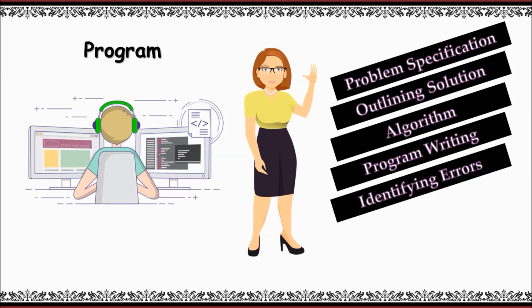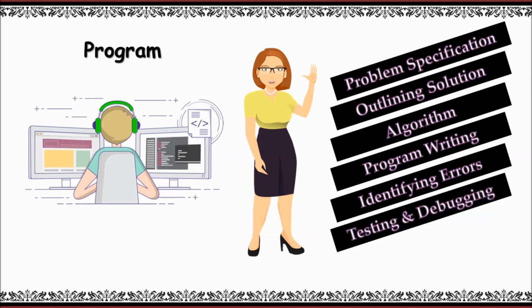Next one, identifying errors. In C language, we have three types of errors. First one is syntax errors, which are related to structure. Runtime errors, they occur while the program is running. And the logical errors, when it generates the wrong output and all. And the next phase will be testing and debugging.